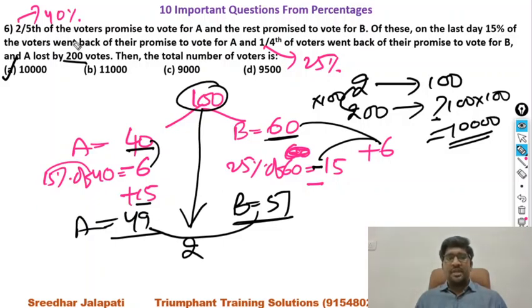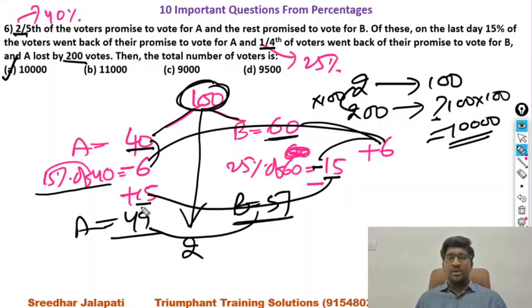Hope you understood. I converted the entire question into percentages, even the fractions into percentages, and then I took the total number as 100. 40% promised to vote for A, 60% promised to vote for B, but 15% of those who promised to vote for A did not vote, that is 6, and 25% of voters who promised to vote for B did not vote, that is 15. So these 15 to A and these 6 to B. So total A got 49, B got 51, difference 2. I got 2 difference when I took total 100.